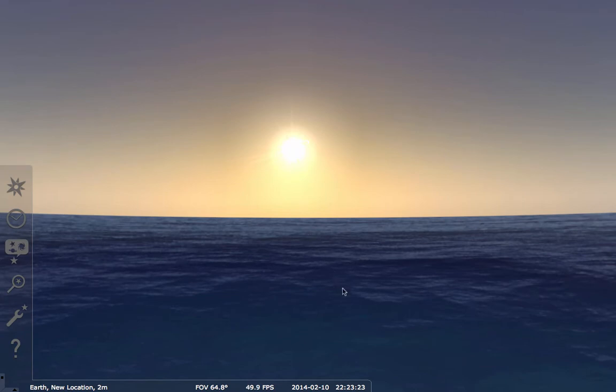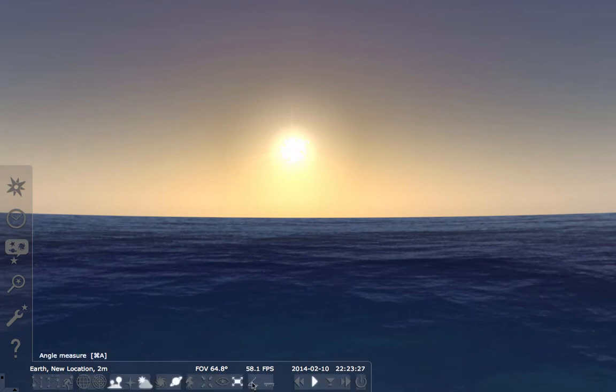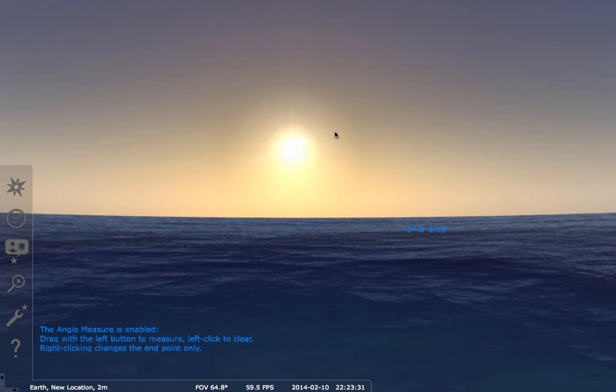I also have a sextant. So I have this in Stellarium, I have this angular measure tool. I can bring it up by hitting Command A. And when I do that, I'm able to measure angles, like the angle of the sun to the horizon, like so. And so there's the altitude of the sun right now. And I also have a compass.